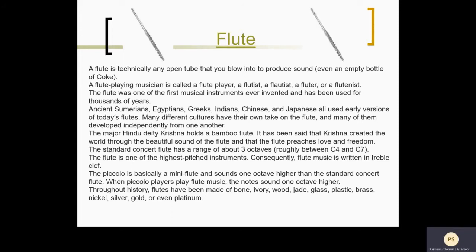The piccolo is basically a mini flute and sounds 1 octave higher than the standard concert flute. When piccolo players play flute music, the notes sound 1 octave higher. Throughout history, flutes have been made of bone, ivory, wood, jade, glass, plastic, brass, nickel, silver, gold, or even platinum. Now let's hear the flute.